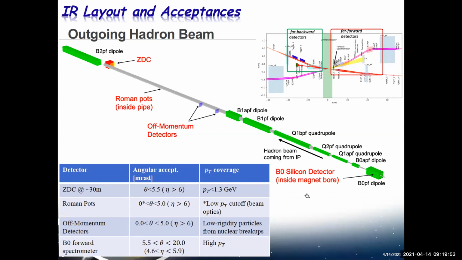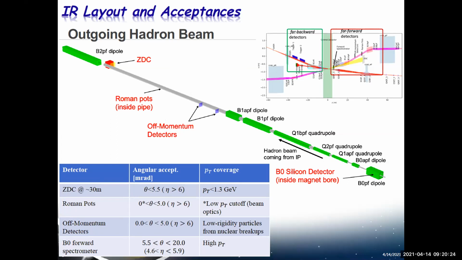The first one is a B0 silicon tracker. It consists of 4 evenly spaced silicon planes in the bore of the B0PF dipole. It is outside the hadron beam pipe. The second detector is the off-momentum detector, OMD. It is located after the B1APF dipole. It is also outside the beam pipe.